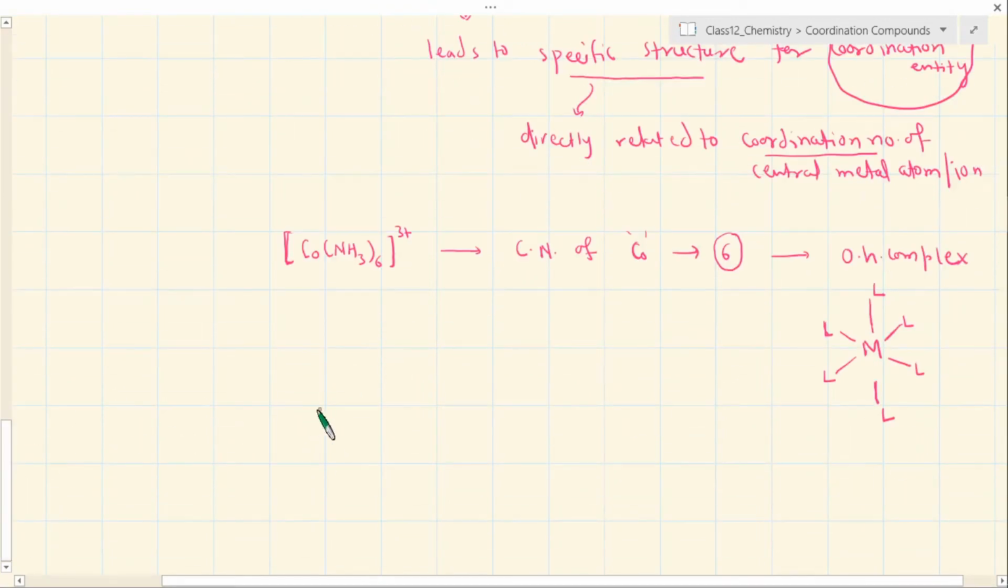Similarly, you may have another geometry possible. For example, if you take nickel carbonyl, this is another complex, okay, this is a complex here.